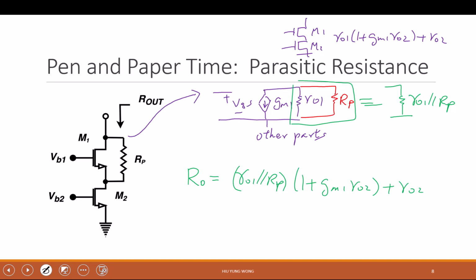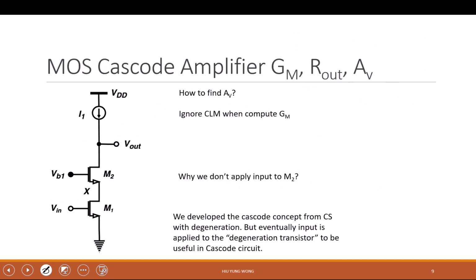This is complete. Okay, so now let's start looking at the cascode circuit. Now be very careful. A cascode circuit, as what we said, we stack two transistors together, but the input goes into the bottom transistor, not the top. If you go to the top one, it becomes a common source with degeneration.